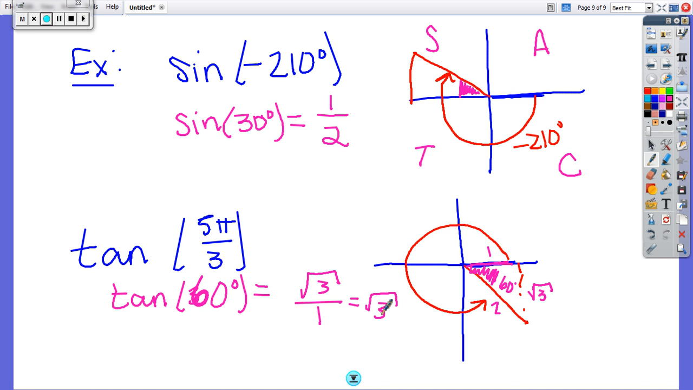But now we need to decide, is it negative or is it positive? So I'm going to go back up here to All Students Take Calculus, and I can see that I'm in the 4th quadrant here, and in the 4th quadrant, only cosine is positive. So that means that this tangent must be negative here. So it must be negative root 3 over 1, or negative root 3 for an answer.